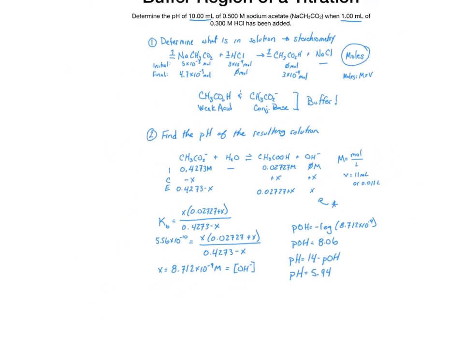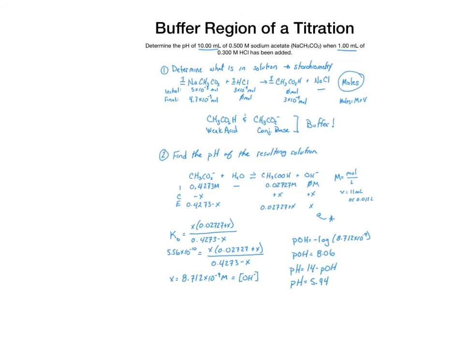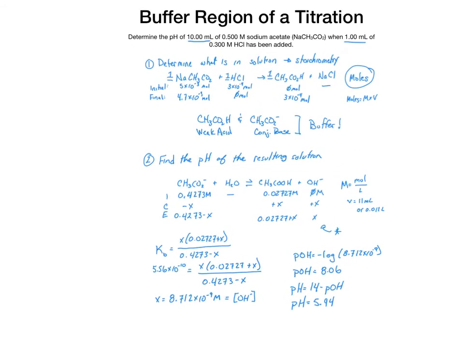Okay, so I'm going to zoom out so that you can see this full problem. Notice how we found what was in solution via stoichiometry, and this is what we did in chapter 4 last semester. And then finding the pH of the resulting solution, this is an ice table, just like what we've been doing in chapter 15 and 16.